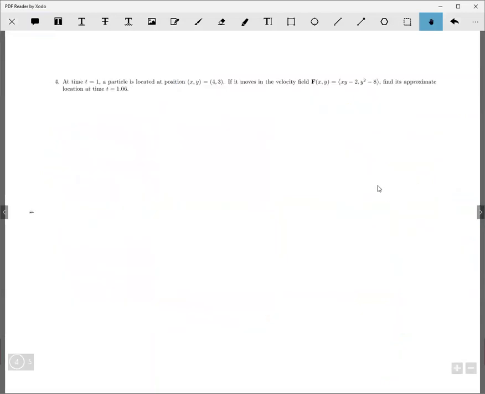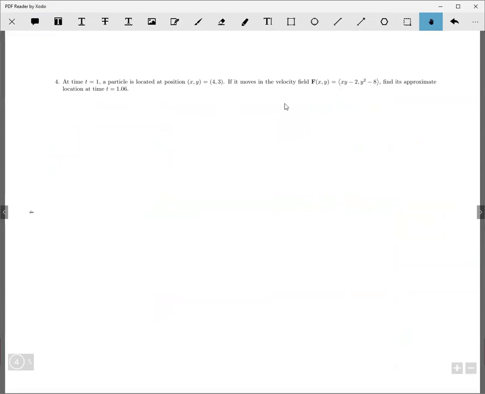Number 4. At time t equals 1, a particle is located at position 4, 3. If it moves in the velocity field, find its approximate location at time t equals 1.06.